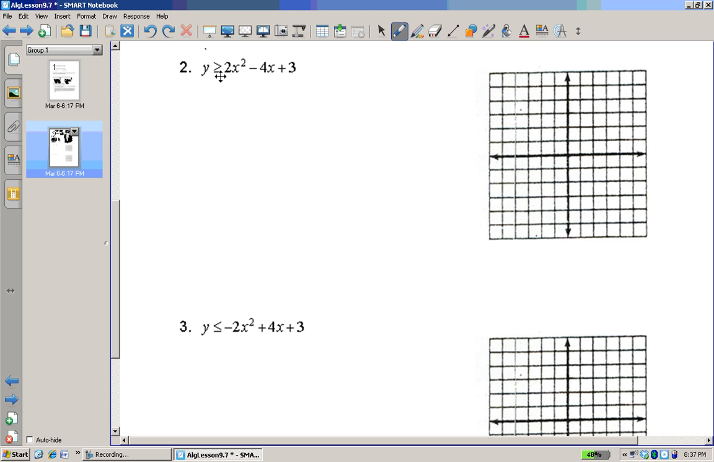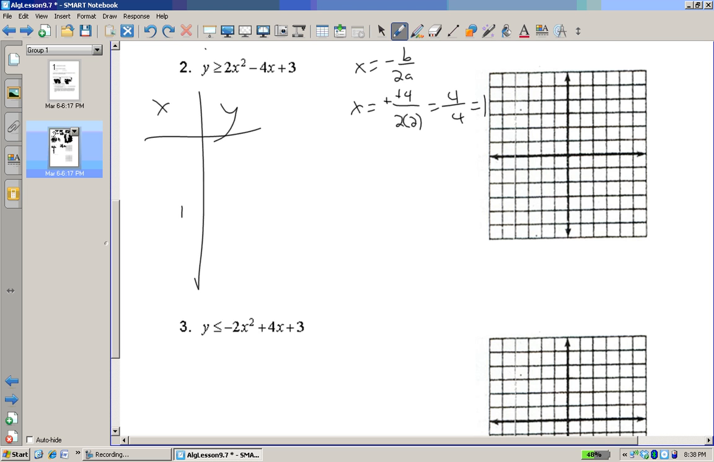First things first, we're going to look at x equals the opposite of b over 2a. The opposite of negative 4 over 2 times 2. The opposite of negative is going to be a positive. That's going to be 4 divided by 4, or positive 1. That's going to form the center of my vertex. I'm going to go up 1, up 2, down 1, down 2.